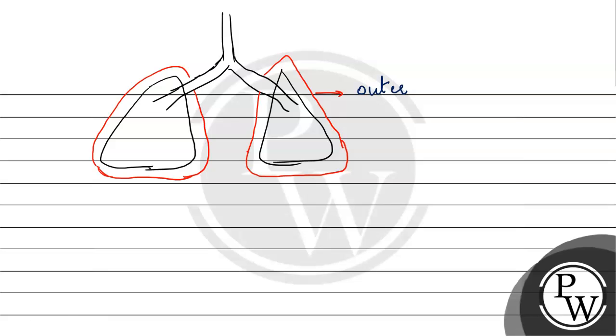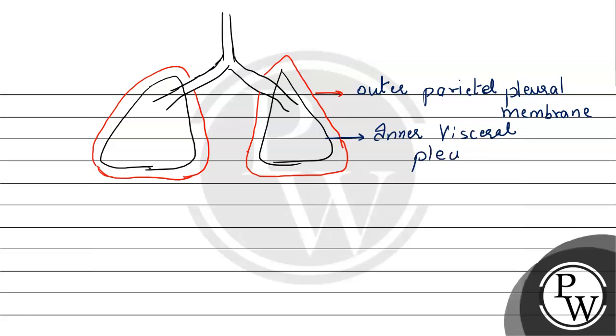So you can say this outer membrane of the lungs is known as the outer parietal pleural membrane, and this inner one is the visceral pleural membrane, because it is rich with blood supply. So collectively they are called the pleural membrane. So lungs are actually covered by the pleural membrane.